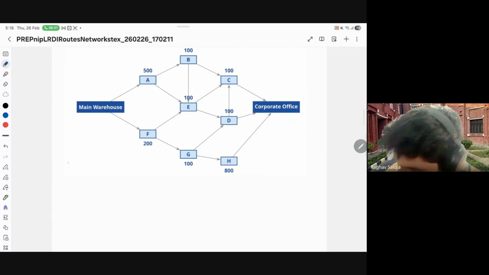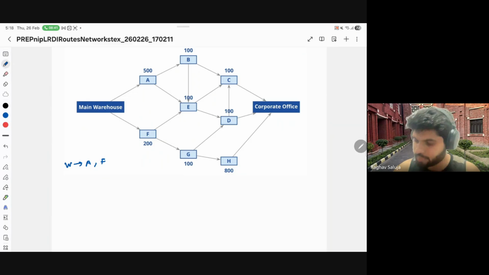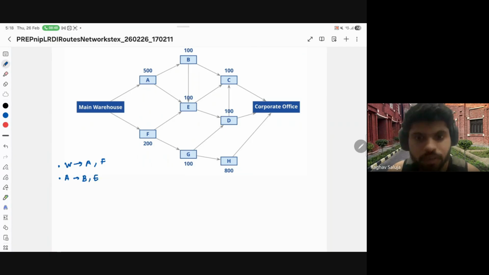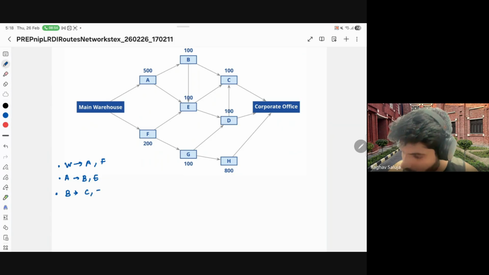So, from warehouse, where can we go? We can go to A and F. Okay. From A, where can we go? We can go to B and E. Okay. From B, where can we go? We can go to C, E. Okay. From F, where can we go? We can go to E, G.